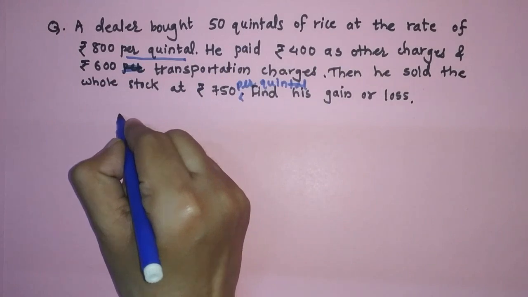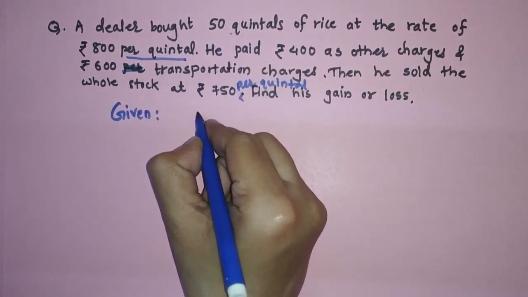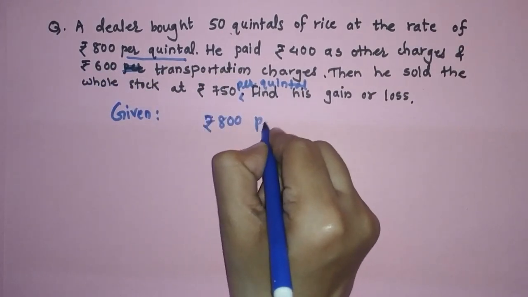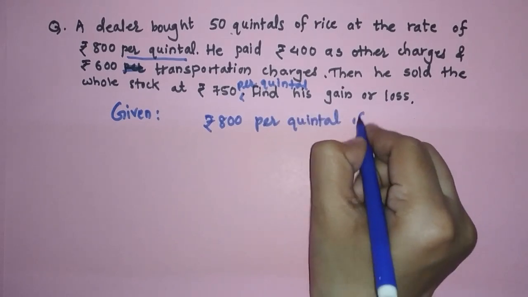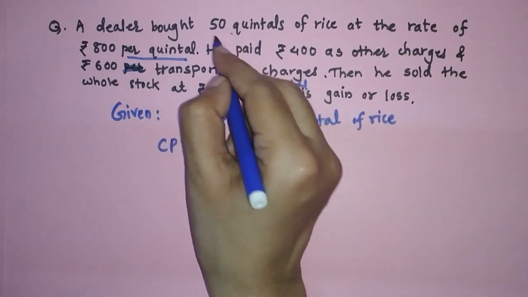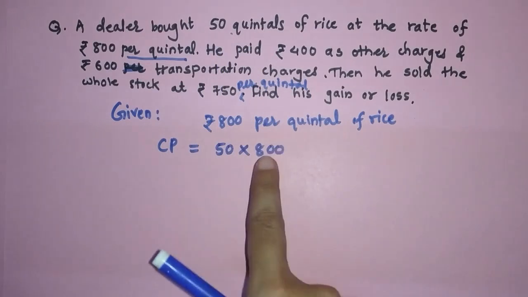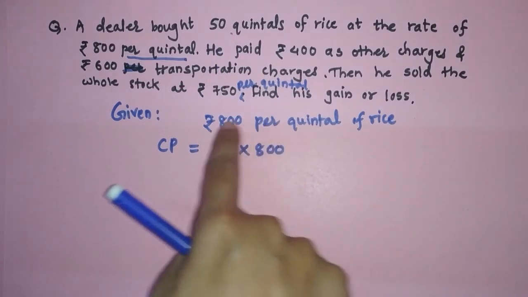First of all, we'll write down the given data. Given that there are 50 quintals of rice at the rate of rupees 800 per quintal. Per represents 1 quintal of rice. So we need to find the cost price for all 50 quintals. We'll write 50 multiplied by 800, as it is given for 1 quintal, 800, and we have 50 quintals.